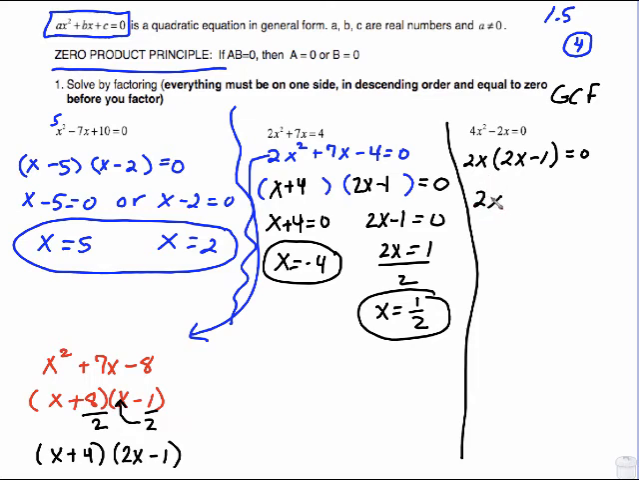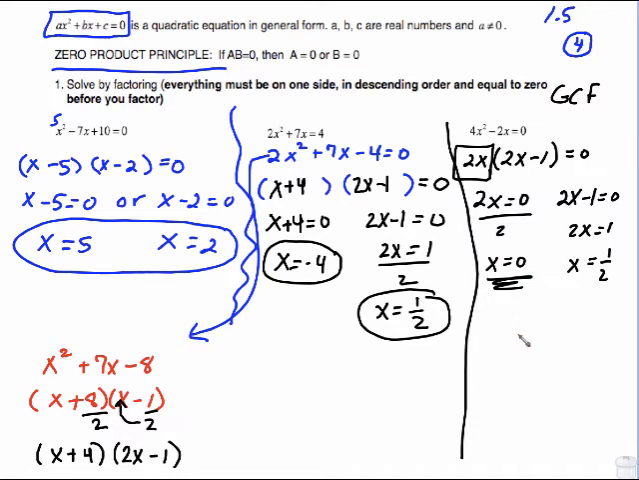Set the 2x equal to 0. Set 2x minus 1 equal to 0 and solve them. Divide by 2, so x is 0. And add 1 to both sides and divide by 2, x is 1/2.